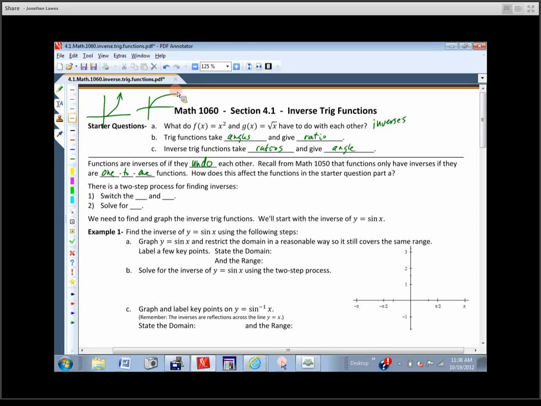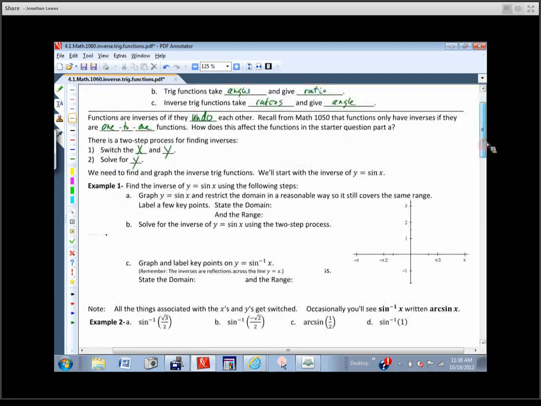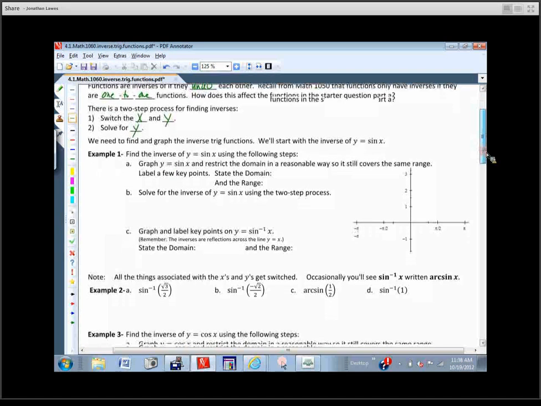So let's talk about the two-step process for finding the inverse of a function. What's the first one? Okay, switch the x and y. We're taking care of reversing that order. And then what do we do next? Solve for y. Now, we're going to find the graphs of the inverse trig functions, and we're going to start with sine x.